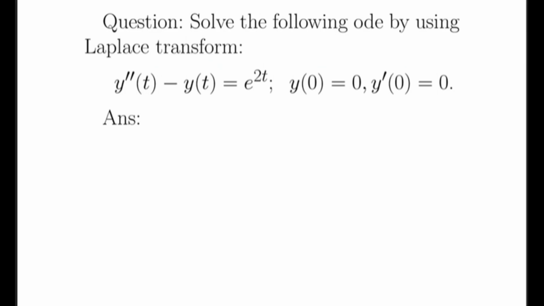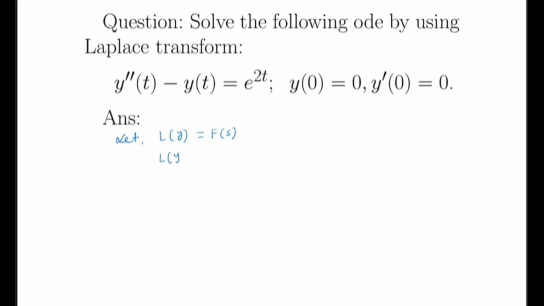In this video, we will solve the ODE y double prime minus y is equal to e power 2t with the initial value conditions y(0) is 0 and y prime(0) is also 0, by using Laplace transformation. So, let us start with, suppose the Laplace transformation of y is capital F(s).